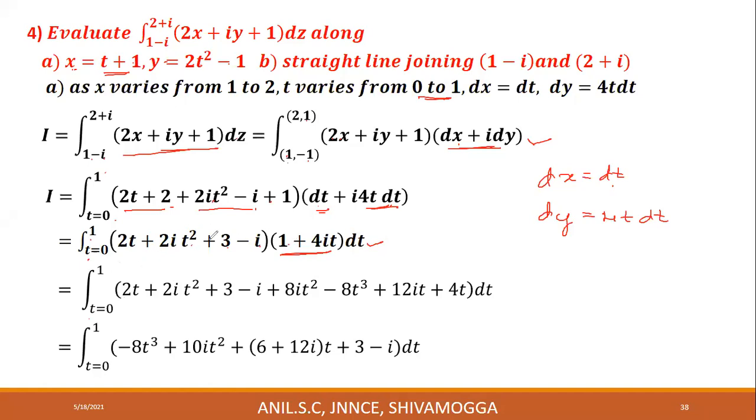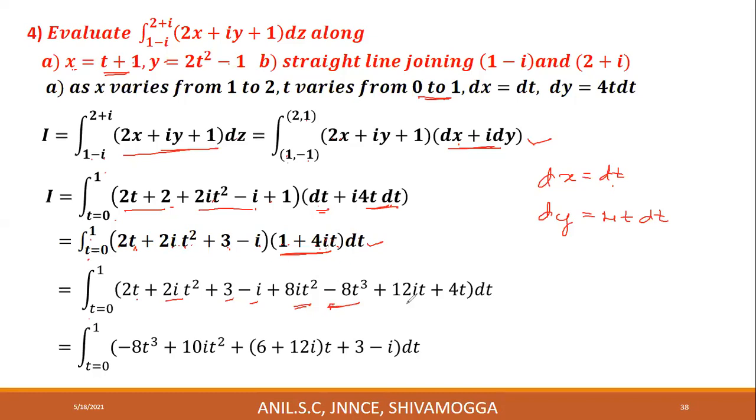Now multiply. 1 into 2t is 2t. 1 into 2it square is 2it square. 1 into 3 is 3. 1 into minus i is minus i. 4it into 2t is 8it square. 4 into 2 is 8, i into t is t square. 4it into 2it square: i into i is i square, which is minus 1, into 8t cube. 4 into 2 is 8, t into t square is t cube.